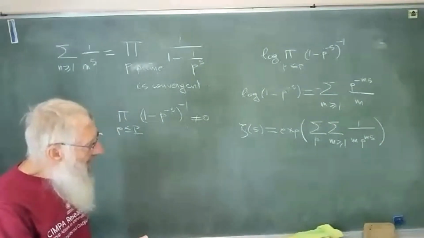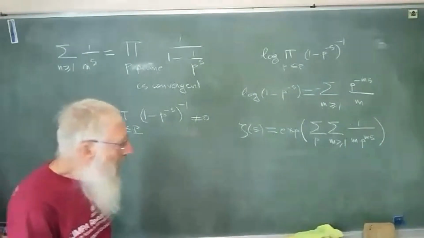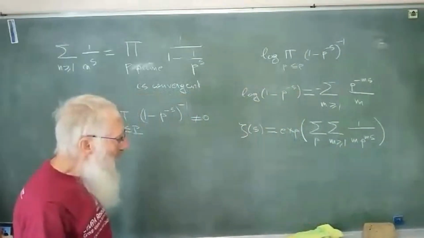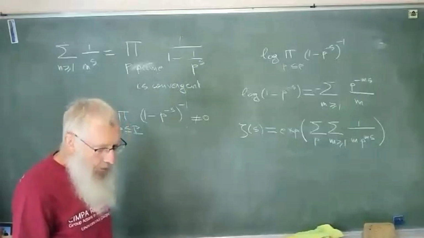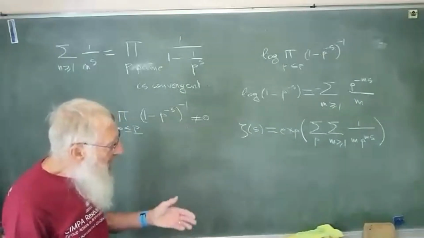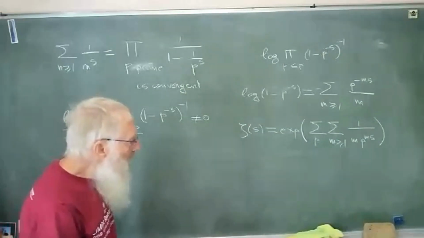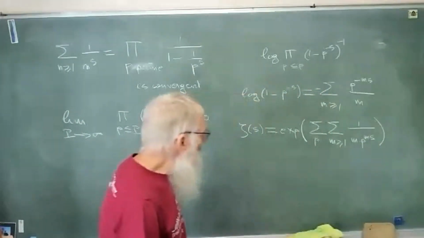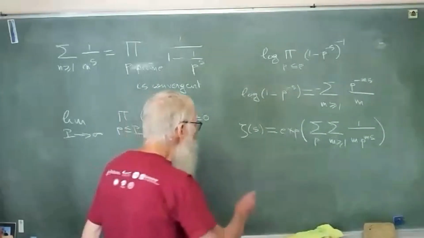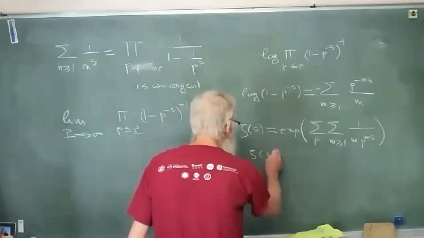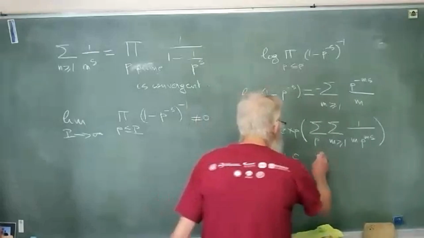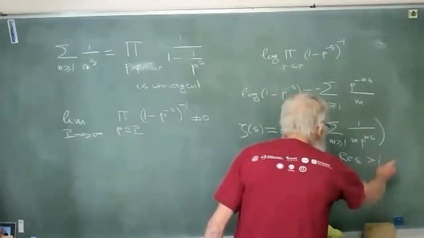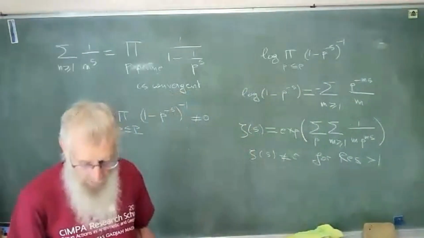So zeta of s is the exponential of a complex number, and this complex number is well defined. This series is convergent. If you take s real, it's a series of positive real numbers. If you take s complex, then the modulus is convergent. And therefore, this proves that zeta of s is different from 0 for the real part of s greater than 1, because it's the exponential of a complex number.